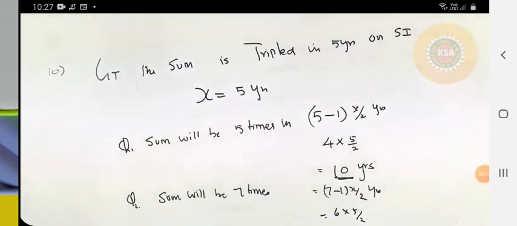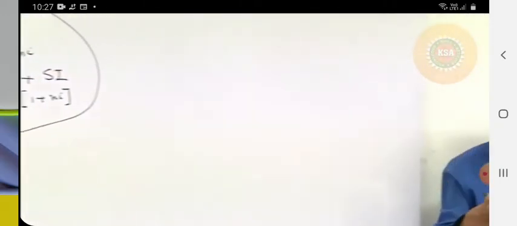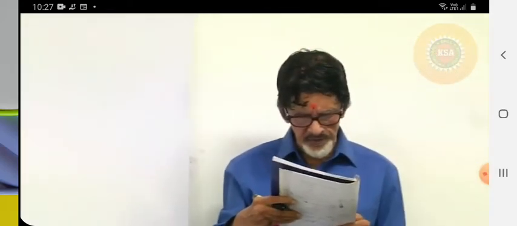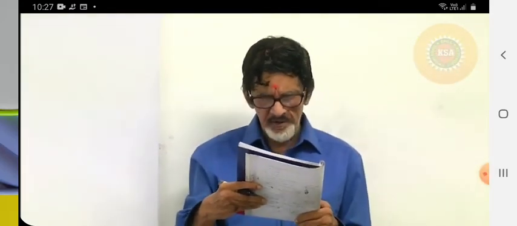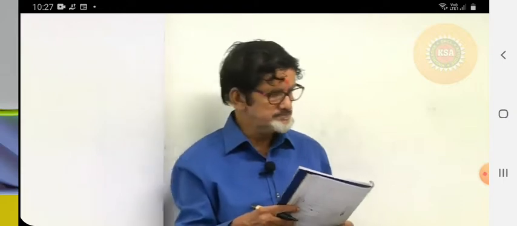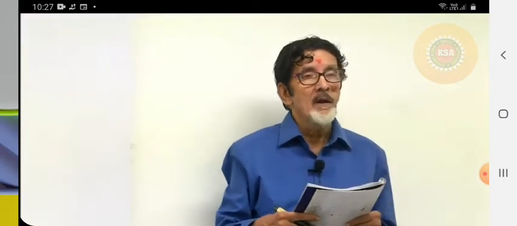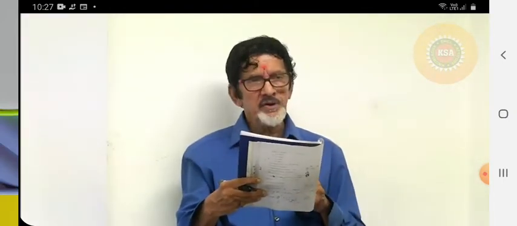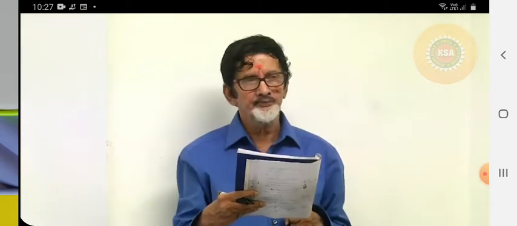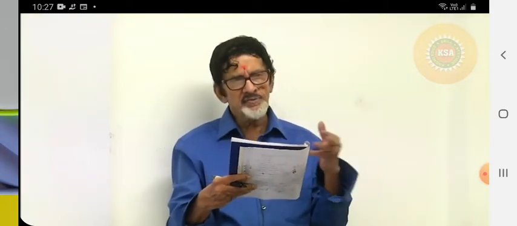A sum of rupees 86 becomes 137.60 in 4 years. What will rupees 64 amount to in 2 years at the same rate of interest on simple interest basis? First, 86 rupees invested. It becomes 137 something.